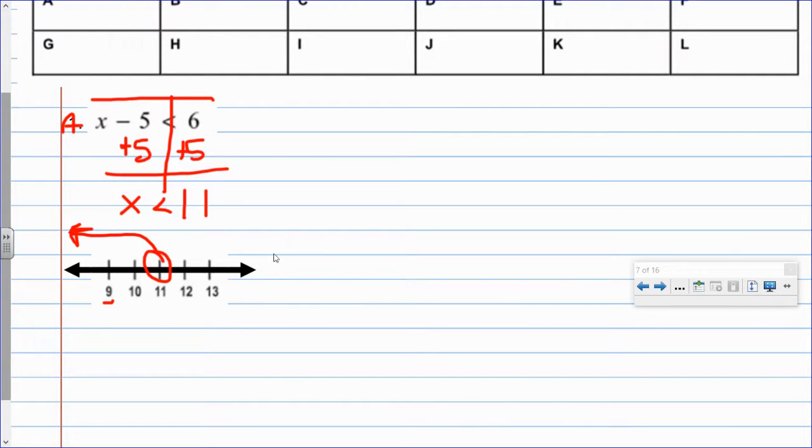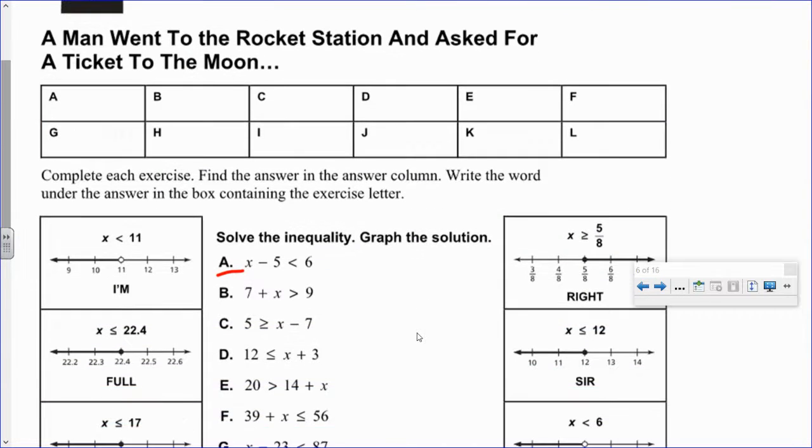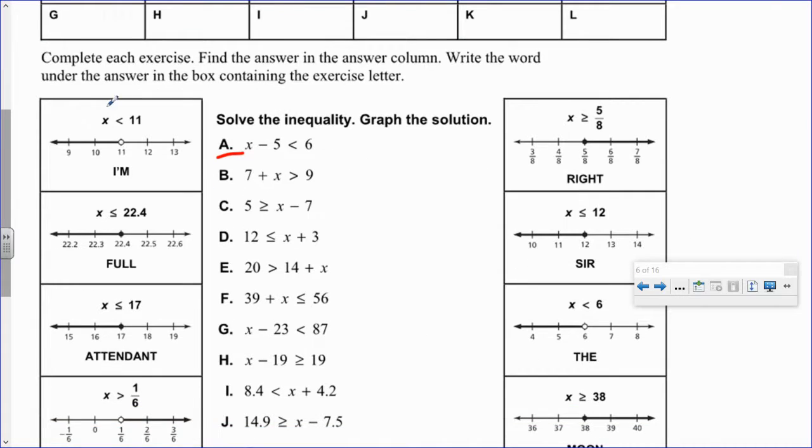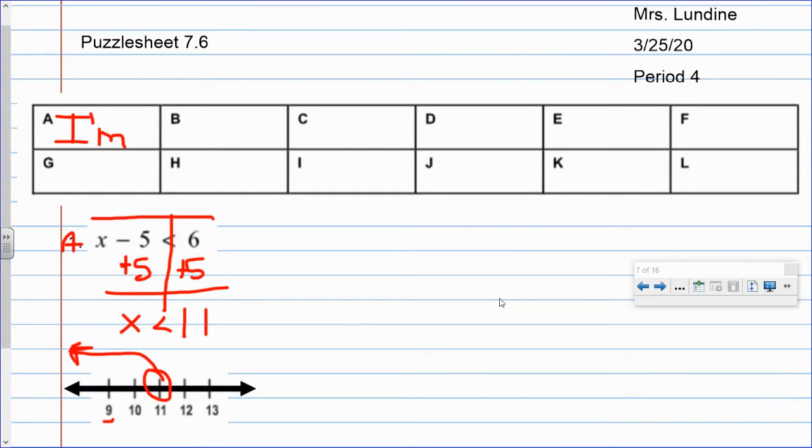So this is what your notebook's going to look like. Then all you have to do is look at your worksheet and find where you have x is less than 11, which actually happens to be this first one right here. And that has the phrase I'm. So in the boxes here at the top of your page, you're going to write I'm. And there will be a message that you work out. I will be asking you for that message, and I very well could ask you to submit a photo of your T-charts. So please be sure you have all of them. There are 12 of them that you will do, and you get today and tomorrow to complete them.